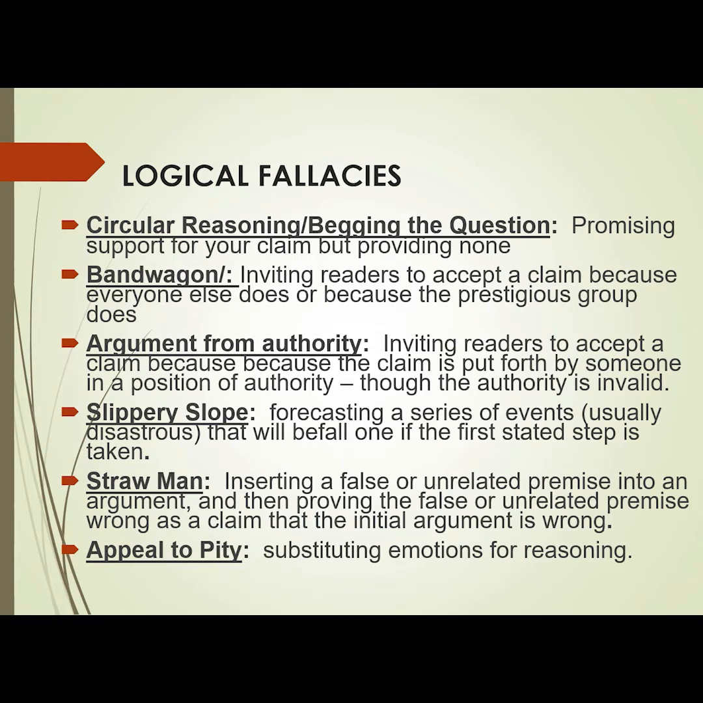Straw man is inserting a false or unrelated premise into an argument and proving the false or unrelated premise wrong as a claim that the initial argument is wrong. It's a very weak aspect of an argument that you use as a way to negatively impact an argument. It's not really strong. It can be blown down really easy. It can be debated against pretty easily. That's why they call it a straw man. It can be knocked down.